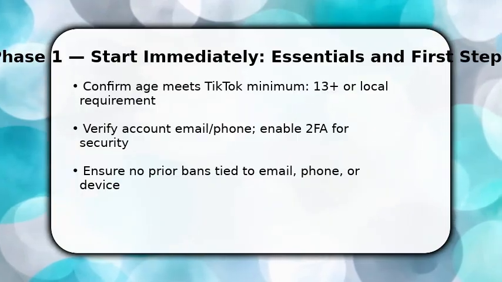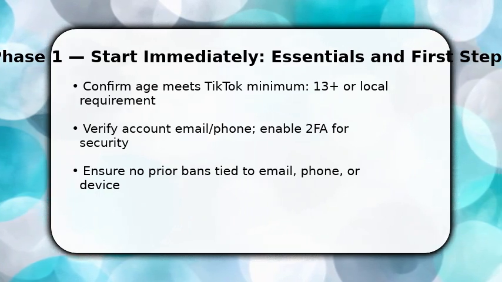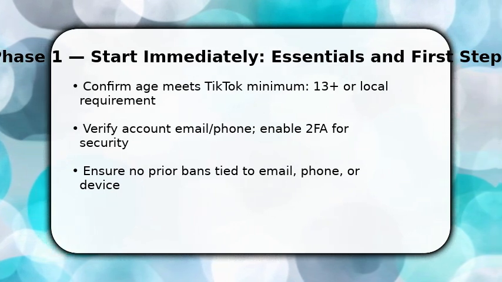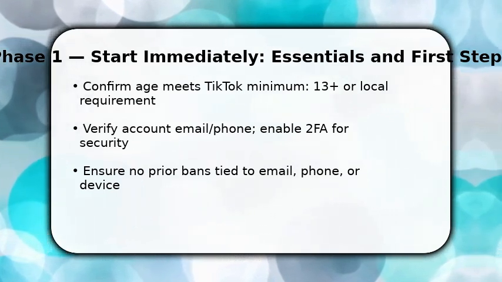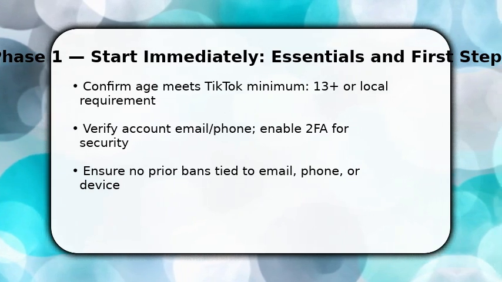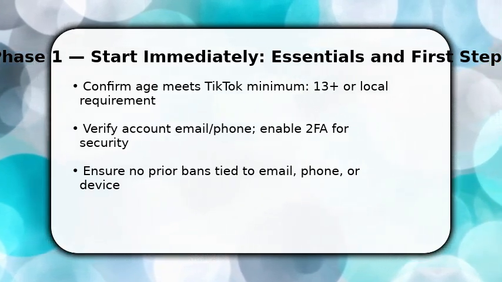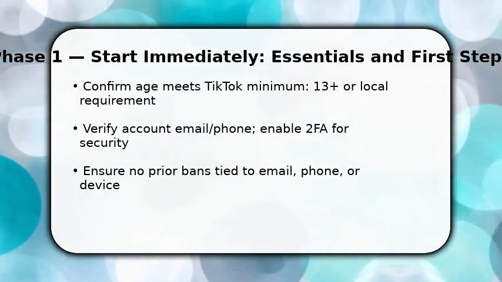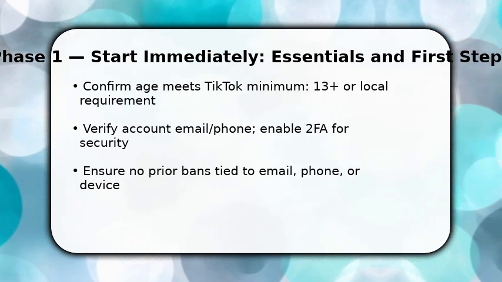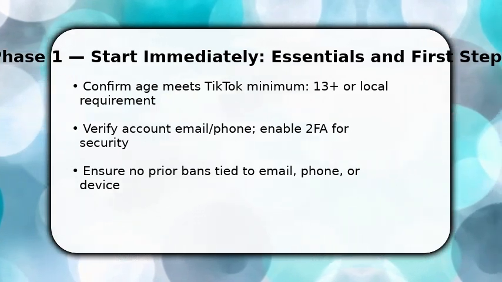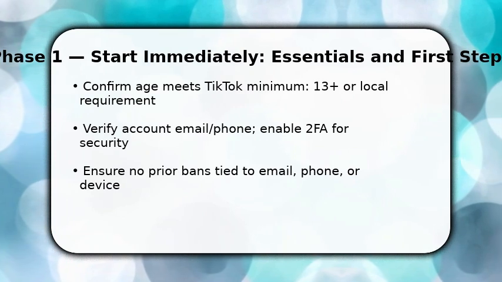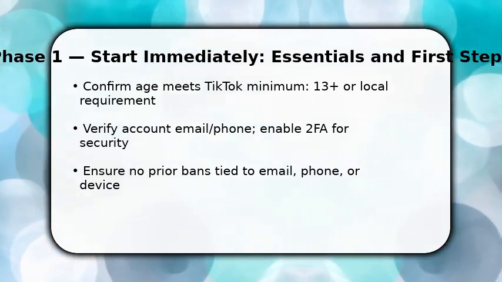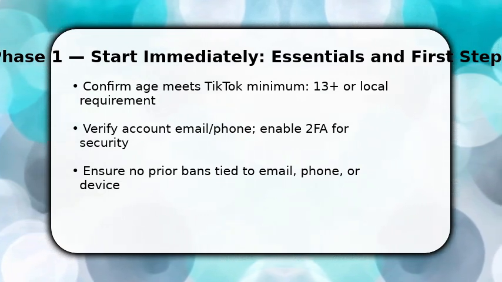You start by confirming basics. You, the account owner, meet the age requirement and have a verified email or phone. Once done, enable 2FA to prove control and reduce false ineligibility flags. Next, check whether the same email, phone, or device was previously banned. Remove ties if possible by changing email or registering a new device. Do this now, because these prerequisites frequently trigger the not eligible status, and correcting them clears the simplest obstacles quickly.